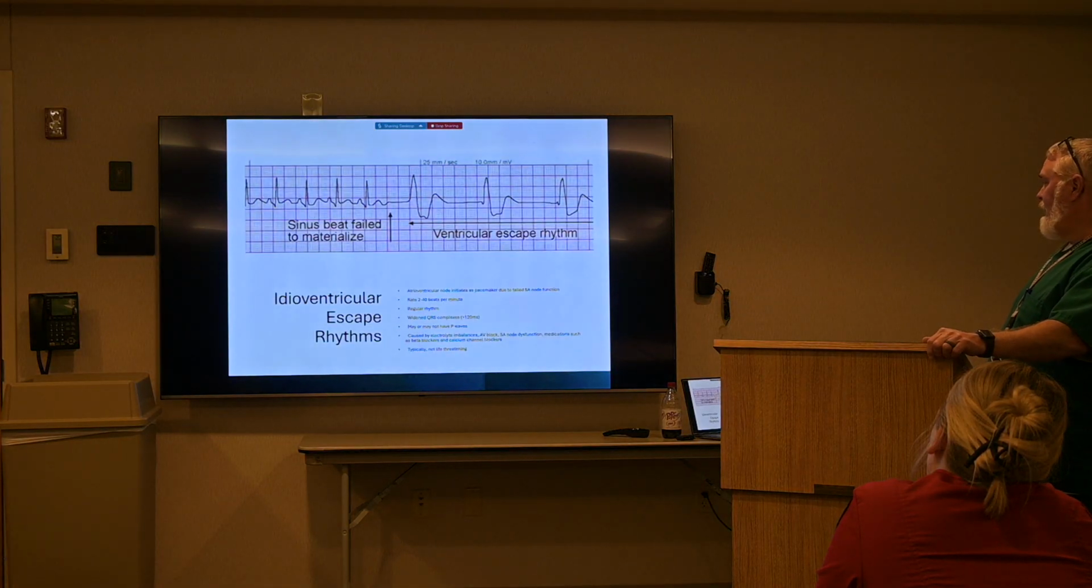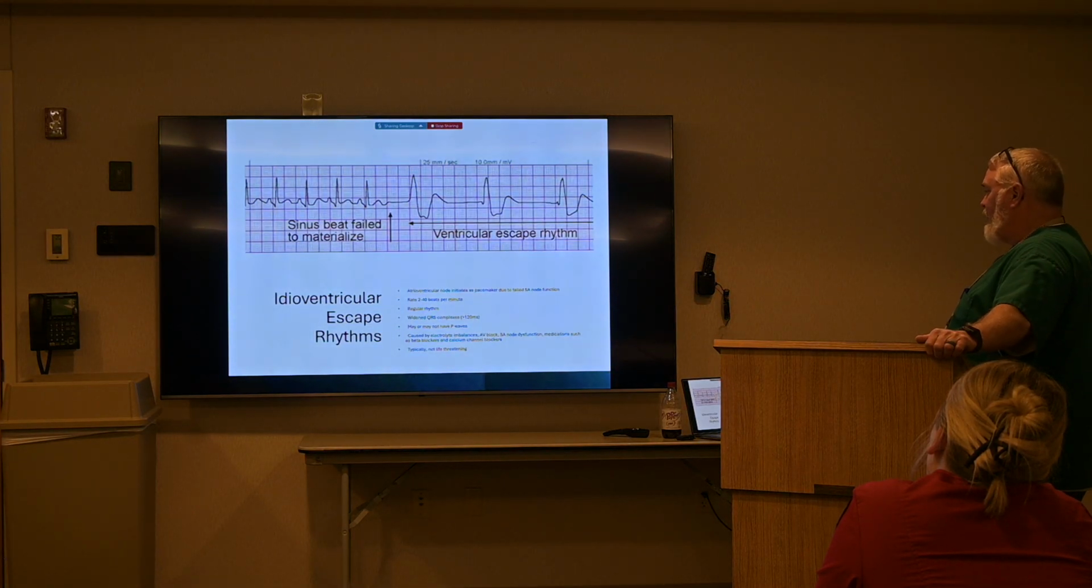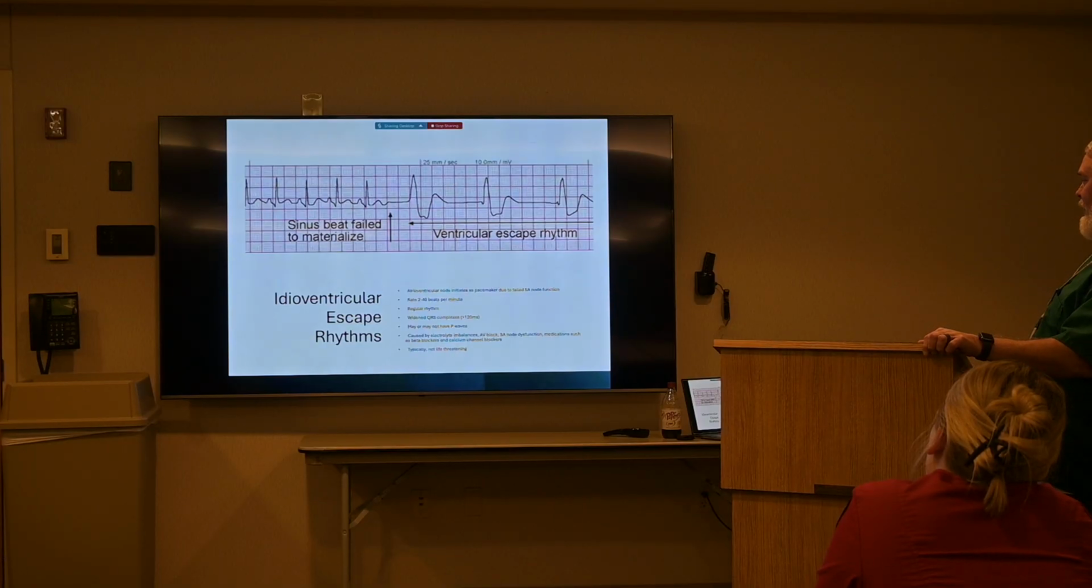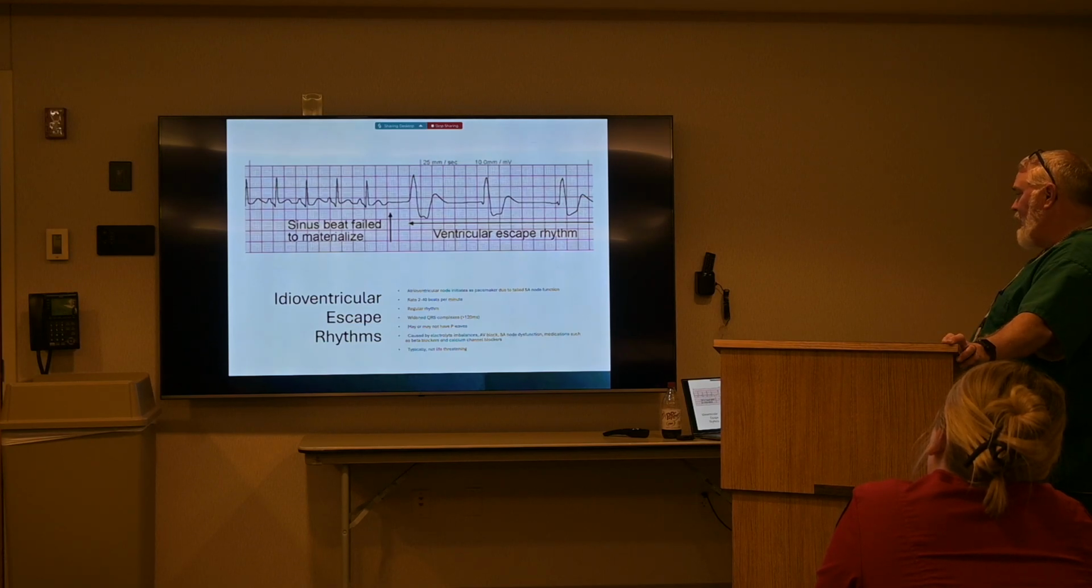Idioventricular escape rhythms. The AV node initiates as a pacemaker due to failed SA node function. A rate of 20 to 40 beats per minute. It's a regular rhythm with widened QRS complexes, may or may not have P waves, caused by electrolyte imbalances, AV blocks, SA node dysfunction, medications such as beta blockers and calcium channel blockers.